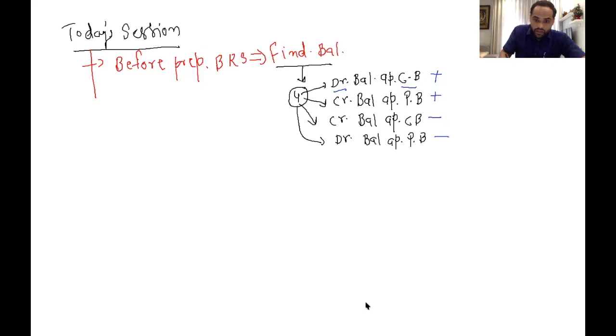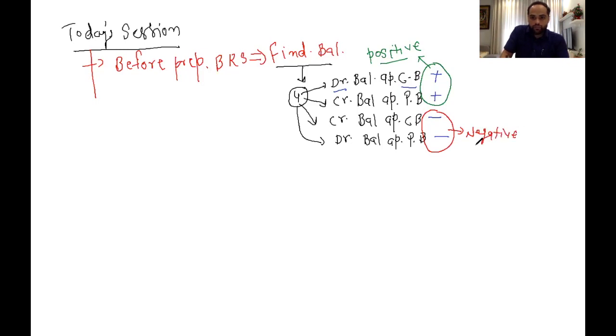So the idea is, these mean positive balance, all right, and these mean a negative balance, all right. So keep in your mind this: positive balance means these two things, and negative balance means these two things, all right.